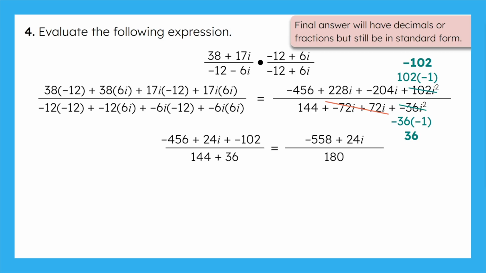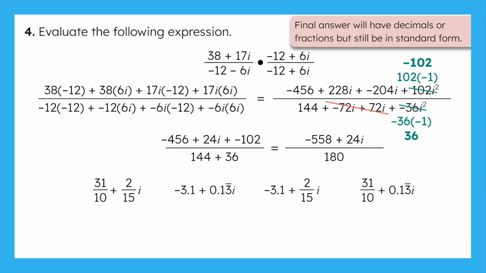We can divide this complex number by the denominator, since 180 is a real number. The real and imaginary numbers of our final answer can be expressed in all fraction form, all decimal form, or a combination of both. Even though all of these are acceptable, repeating decimals are usually left as fractions, so these answers are considered the most ideal.